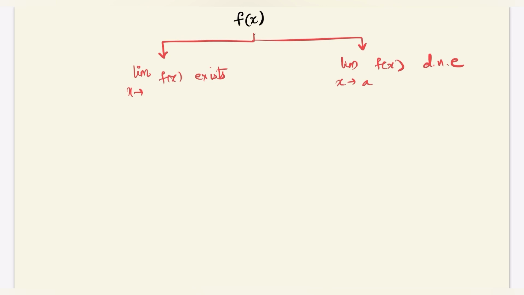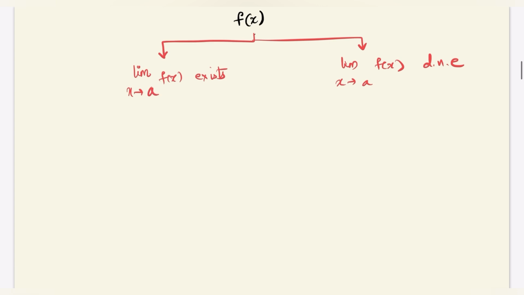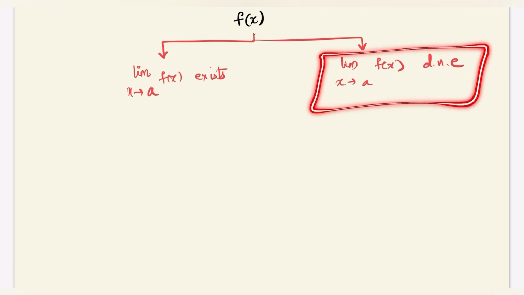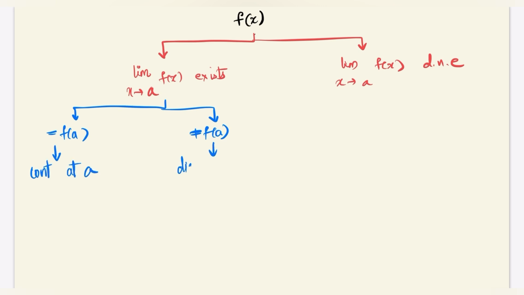Now, given any function f(x), there are two things that can happen. Either the limit of the function as x tends to a exists, or it may not exist. If it exists, it can either be equal to f(a) or it may not be equal to f(a). In the first case, you say that the function is continuous at the point a. In the second case, you say that the function is discontinuous at the point a. This type of discontinuity is called a removable discontinuity.